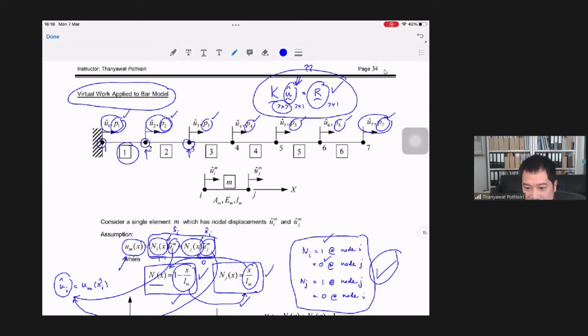Let me ask Parinya. Parinya, are you there? Parinya, do you understand my question? My question was, if you happen to know all the force components at each node, P1 to P7, can you solve for the unknown nodal displacements based on this equation, K u hat equals R?